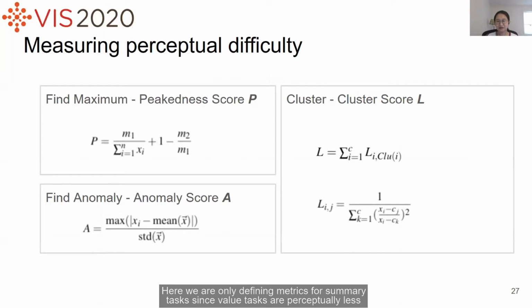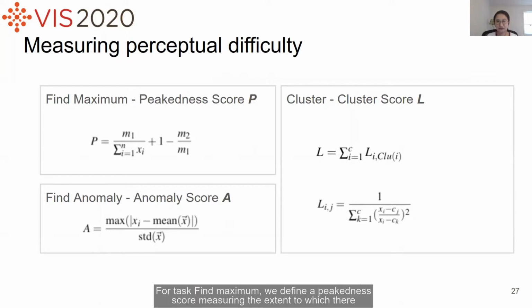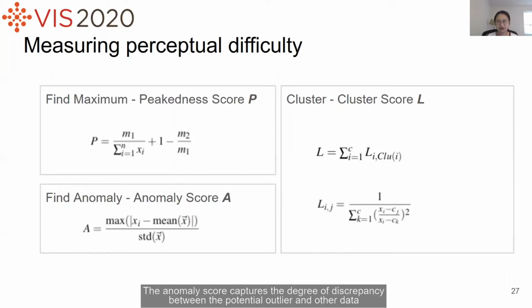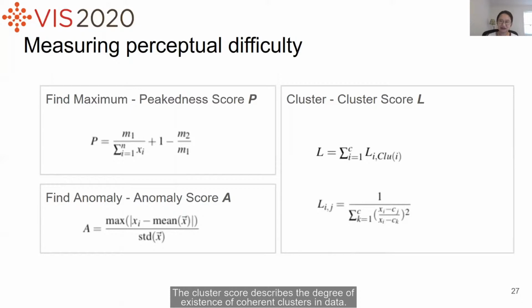Here, we're only defining metrics for summary tasks, since value tasks are perceptually less sensitive to changes in data distributions. The success of such a task mainly depends on the perturbation error, or amount of noise added to the data points. For task find maximum, we define a peakedness score, measuring the extent to which there is a single clear peak. The anomaly score captures the degree of discrepancy between the potential outlier and the other data points. The cluster score describes the degree of existence of coherent clusters in the data.